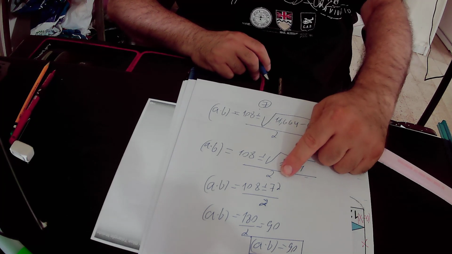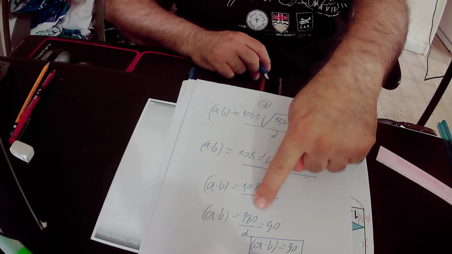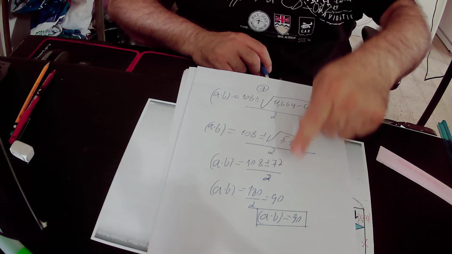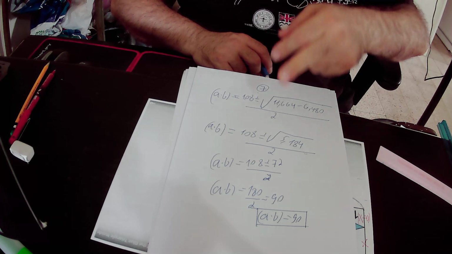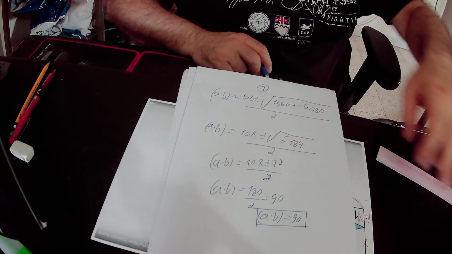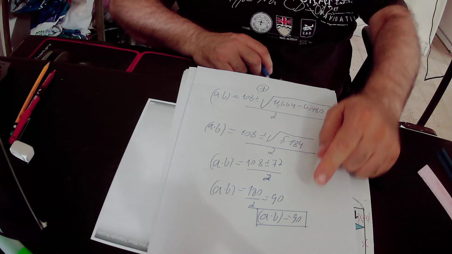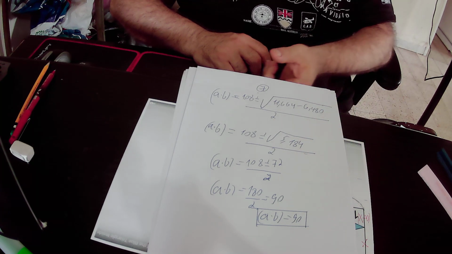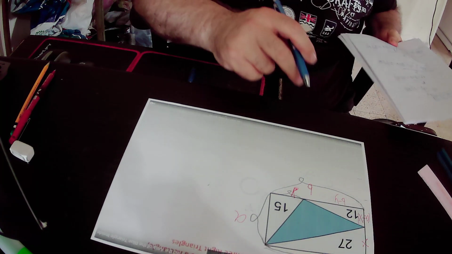108 plus 72 equals 180, and 180 divided by 2 equals 90. So A times B, that is x, our variable, equals 90 units, and A times B is also the area of the rectangle.